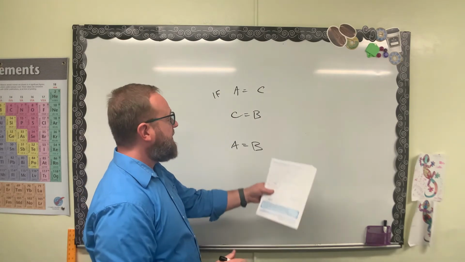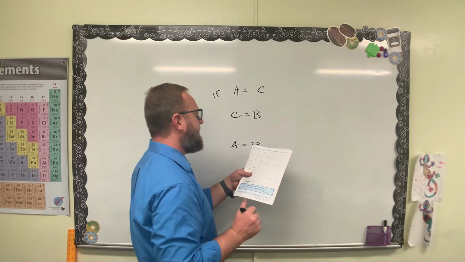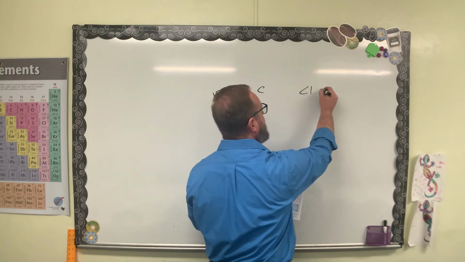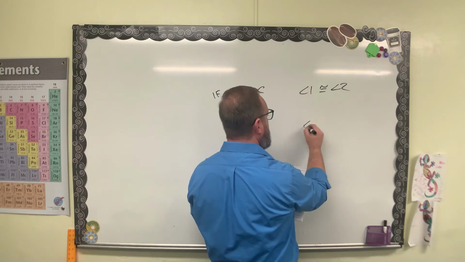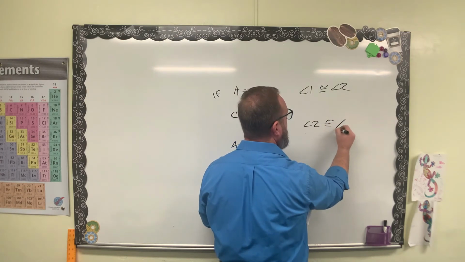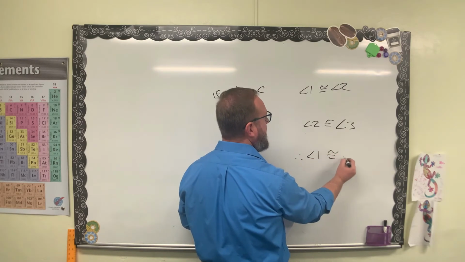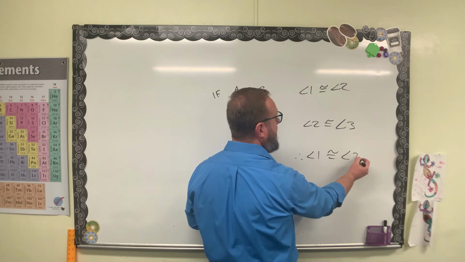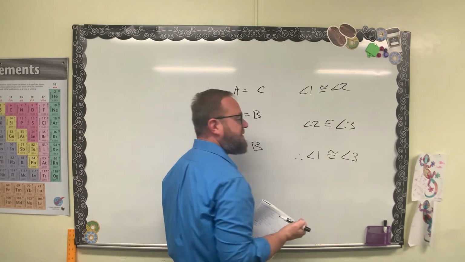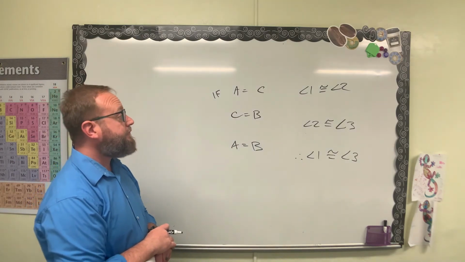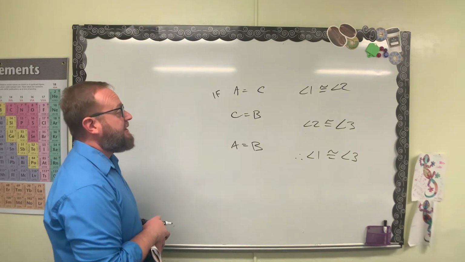In this case though, in place of the A's, B's, and C's, they give you angles. If angle 1 is not equal but congruent to angle 2, and angle 2 is congruent to angle 3, therefore I can say angle 1 is congruent to angle 3. I already knew it was congruent to 2. I know that 2 is congruent to 3, therefore 1 is congruent to 3. This is transitive, right? That's a helpful property.